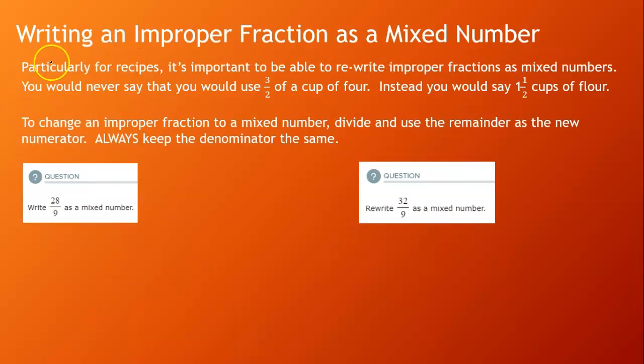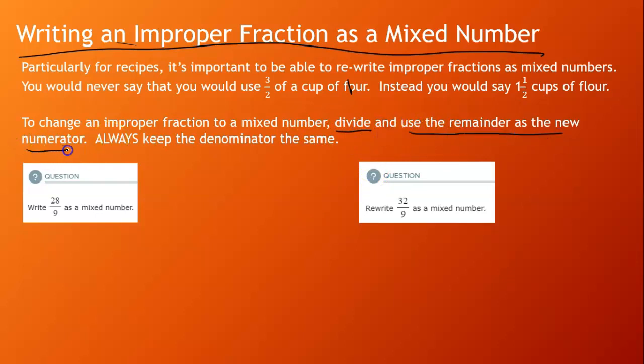All right, new heading. We're going to write an improper fraction as a mixed number. Particularly for recipes, it's important to be able to rewrite improper fractions as mixed numbers. You would never say that you would use 3/2 of a cup of flour. Instead, you would say 1 and 1/2 cups of flour. So to change an improper fraction to a mixed number, here's what you need to write. Divide, use the remainder as the new numerator, always keep the denominator the same. So remember, you're writing the things that have been underlined so that you have good note-taking skills.